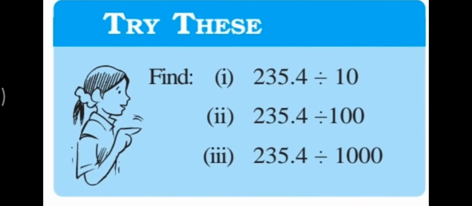Today we are doing first try these given on page number 53, chapter 2, class 7 maths NCERT. In this you can see three parts are given, and here it is divided by the power of 10, means 10, 100, 1000. So there are three parts, 235.4 divided by 10, 100 and 1000. Now let us find out.